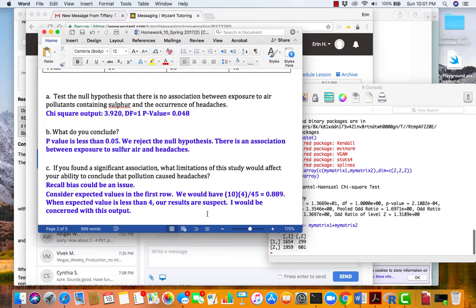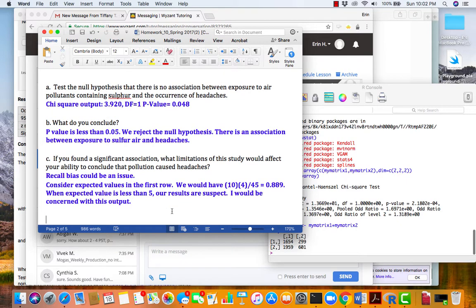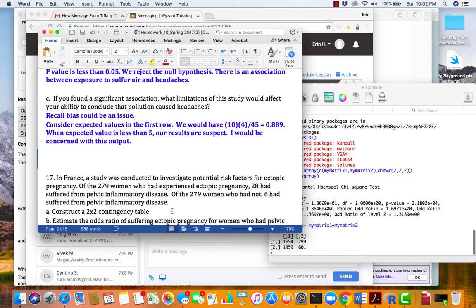is that we look at the expected values in the first row. If you were to calculate those, you would have 10 times 4 divided by 45, and that's going to give you your 0.889. Usually when you have expected values that are less than 5, our results are kind of suspect. We really want to have large values for those, so I would be concerned with those particular values. Okay, all right. So that's the only thing I saw in 16.